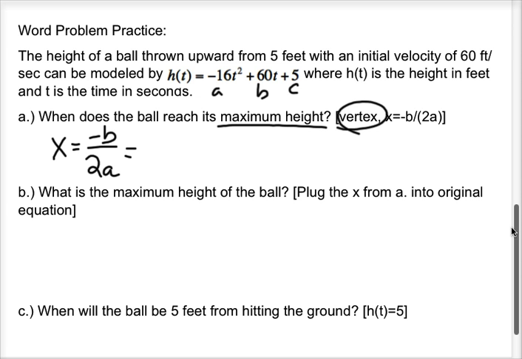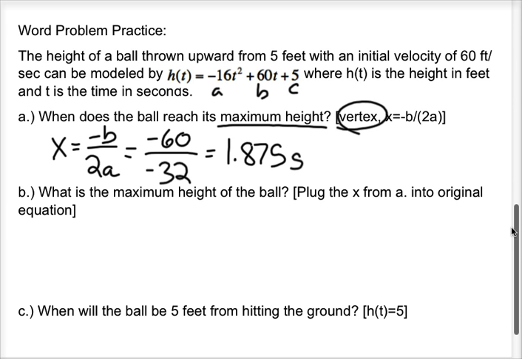So negative b over 2a is going to be negative 60. Then 2 times negative 16 is negative 32. We calculate that out, keeping every decimal. So we get 1.875. And this is the when does it occur. So we're looking at seconds.